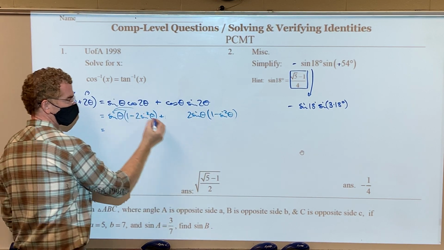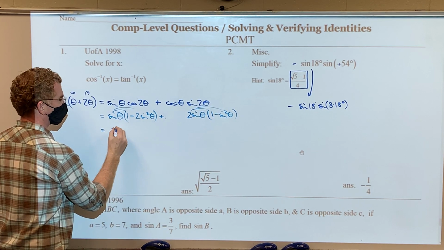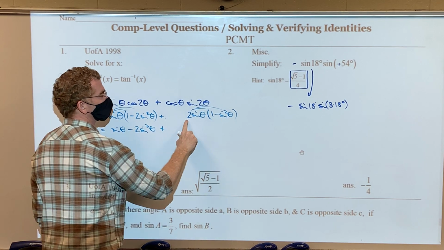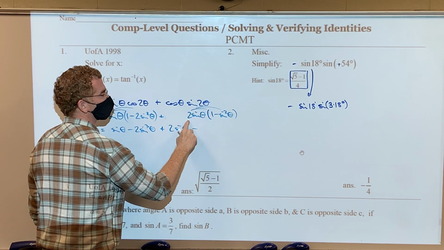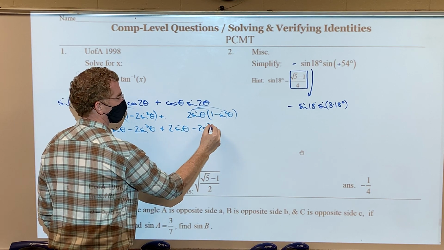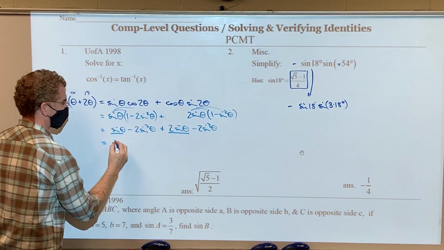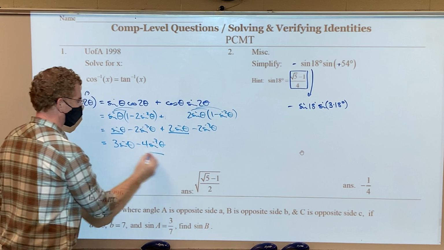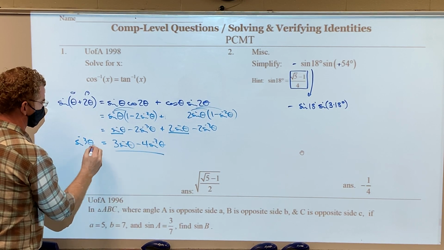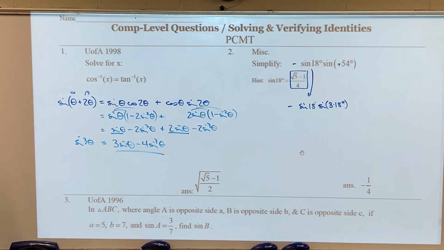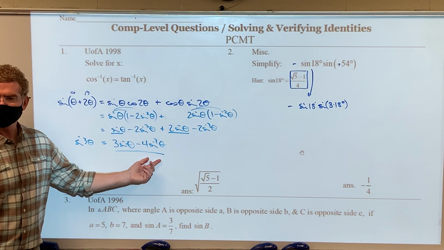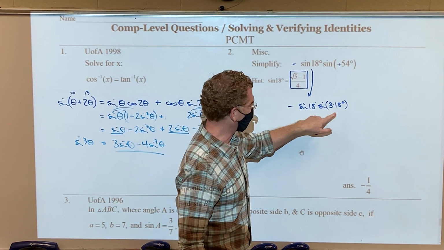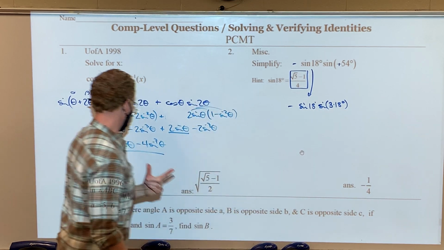And if I distribute all this out now, I get sine theta minus 2 sine cubed theta, plus 2 sine theta minus 2 sine cubed theta, which is 3 sine theta minus 4 sine cubed theta. And I literally will do that every year to remember what it is. Once I do it, I usually have it stuck in my head for a couple months and then I forget it. But that's a triple angle identity. Well, if that's the triple angle identity, can't I replace sine of 3 theta with that?